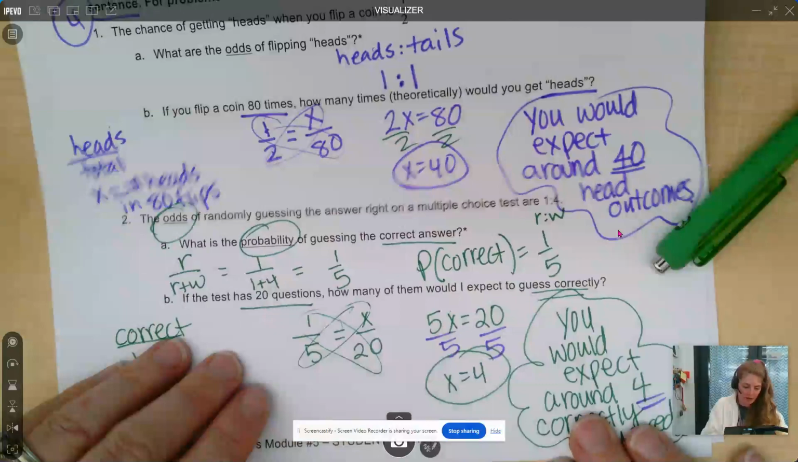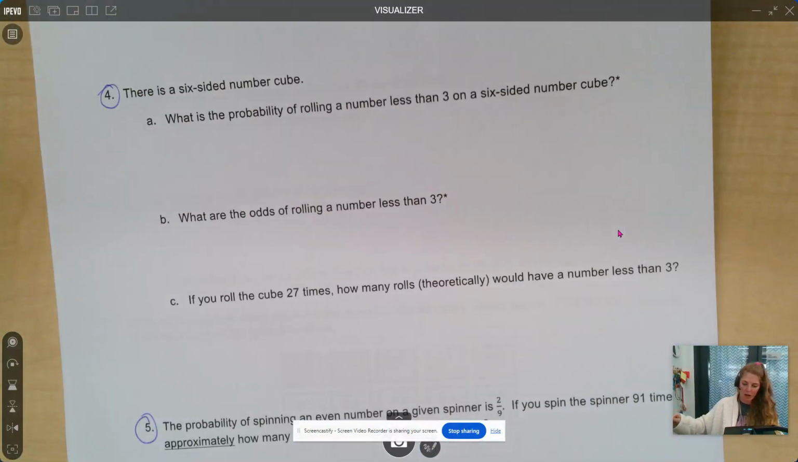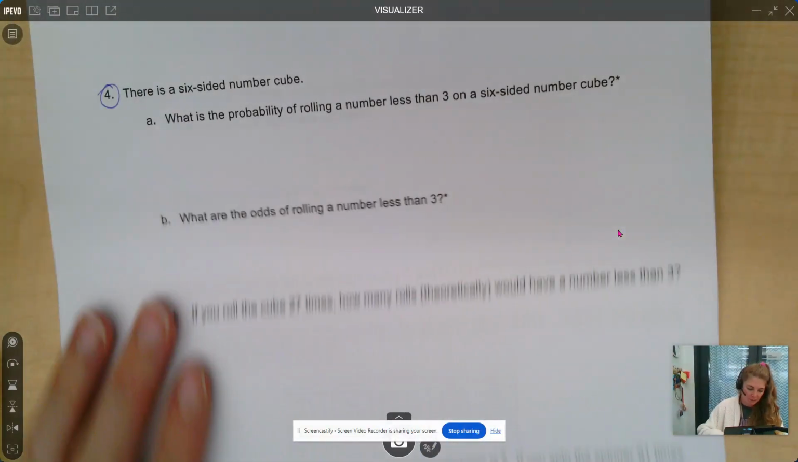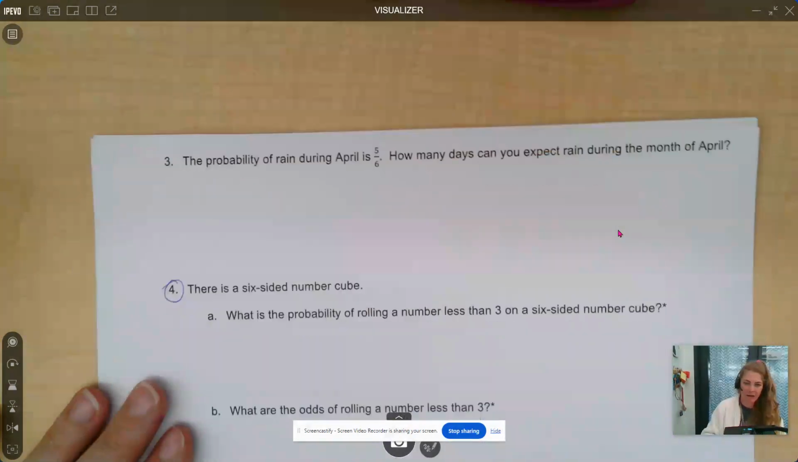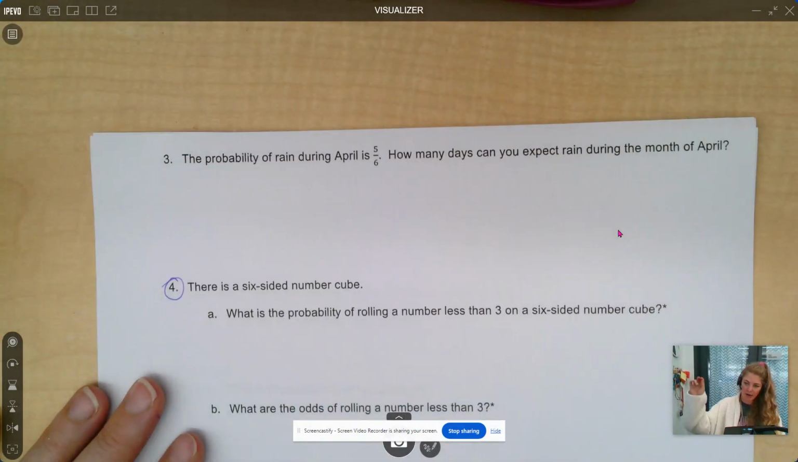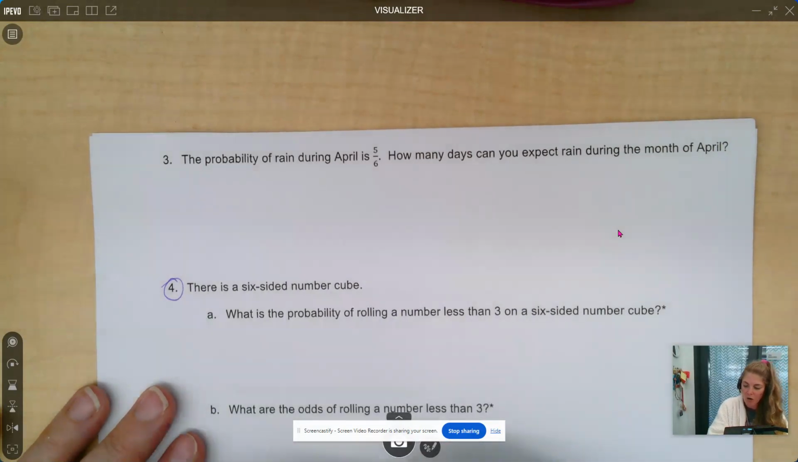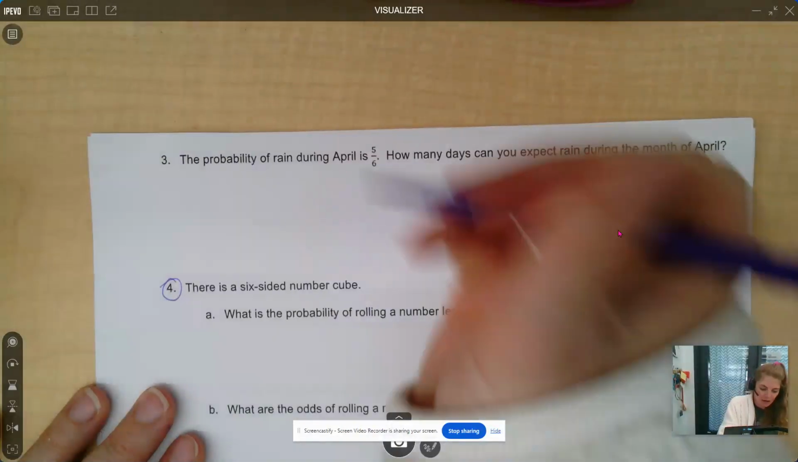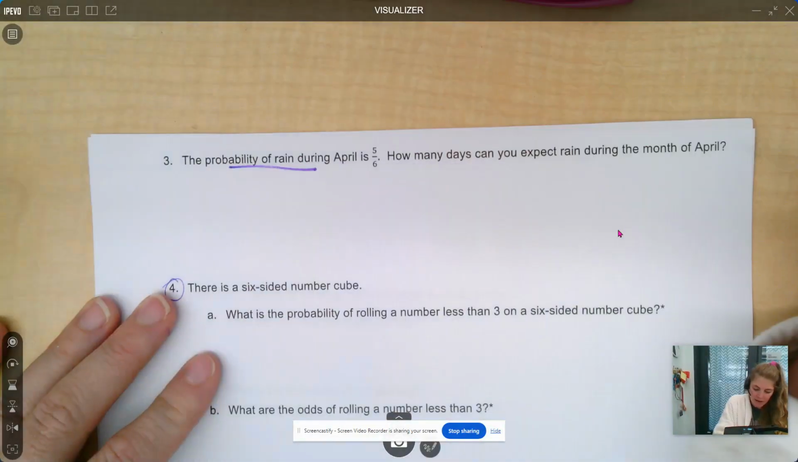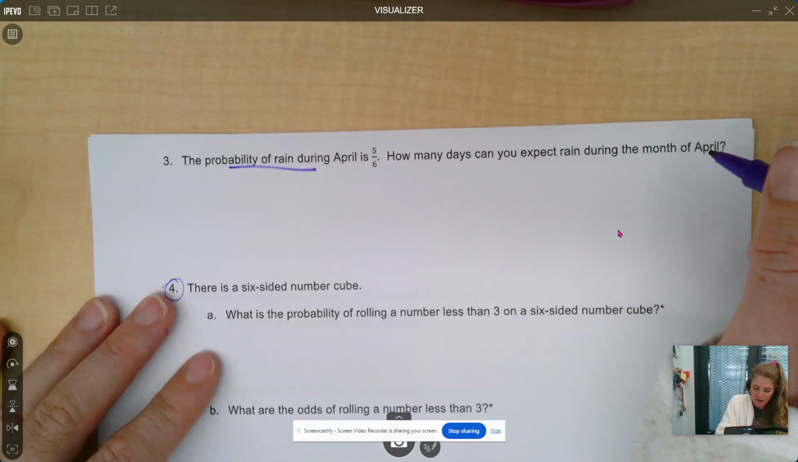Perfect. Go ahead. Let's turn that page. So number 3 says the probability of rain during April is 5/6. How many days can you expect rain during the month of April? So again, let's talk about a word ratio. So our word ratio here, they say what the probability of rain is. How many days expect rain during the month of April?